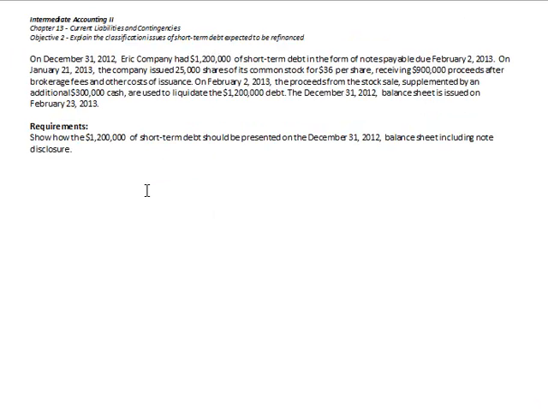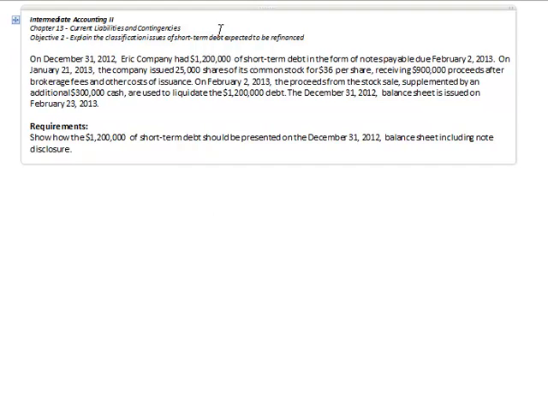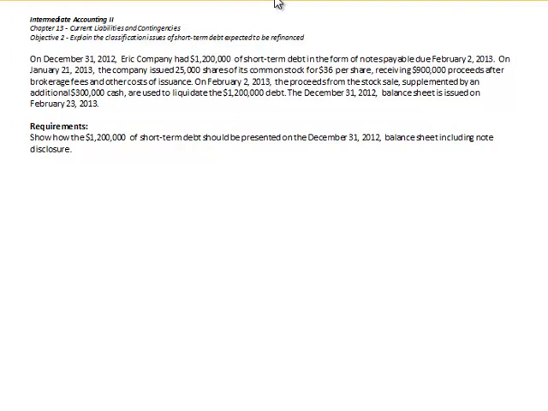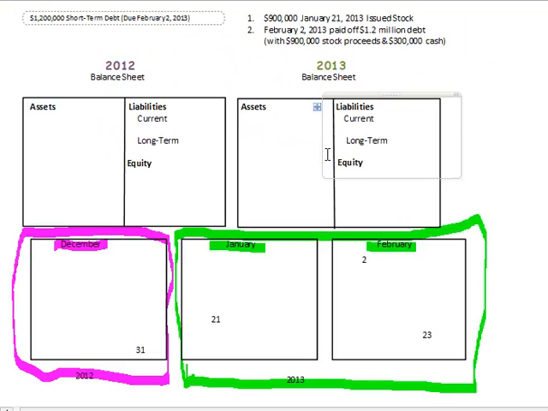Here's the problem. It might be kind of small there for you to read, but I'm not going to read through this. You can read through it, but basically we've got an issue where we've got some debt and some dates that span between two different fiscal years. So here's the explanation I've drawn out. I've got a lot of colors here, but that's what helps keep this straight for me.